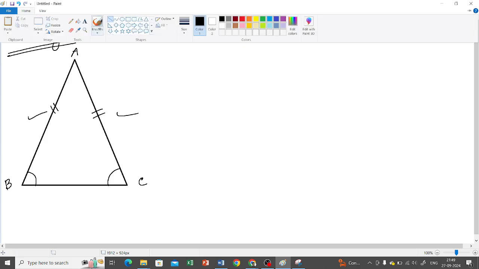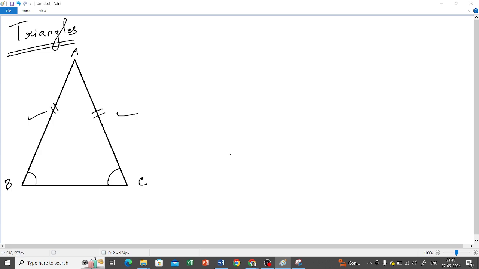Do you know what a median is, Shritama? A line that divides the triangle. Anybody? Ritama? A line that divides it equally.